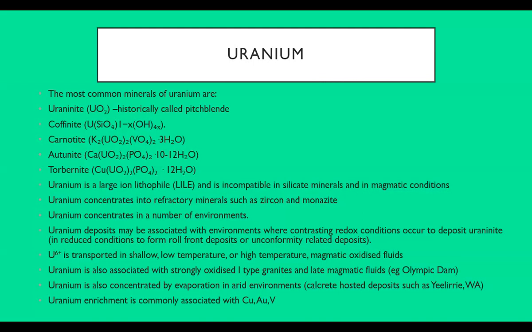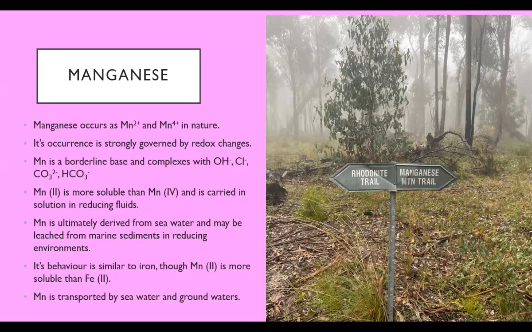So it can be things like strongly oxidized I-type granites in the late magmatic fluids, like Olympic Dam, but it can also form in evaporation and arid environments as a calcrete, as a secondary surface product, like in Western Australia. So slightly more complicated.